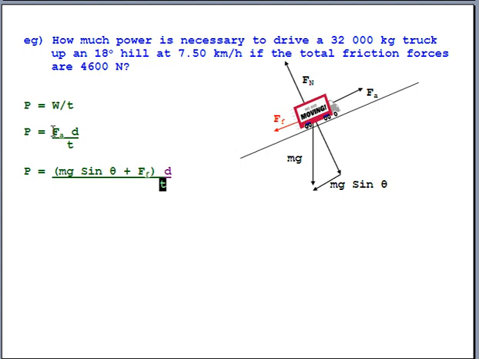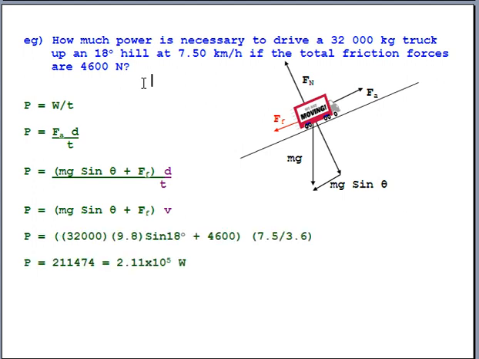I do know that the applied force from this motor will have to be tied with both friction and the slippery part of the hill. But yeah, that should work pretty nicely. Plug and play at this point. They're asking us for the power. Perfect. The power is already isolated over there on the left, so we can just throw the values in.